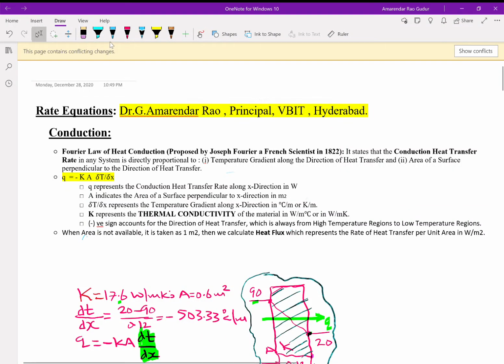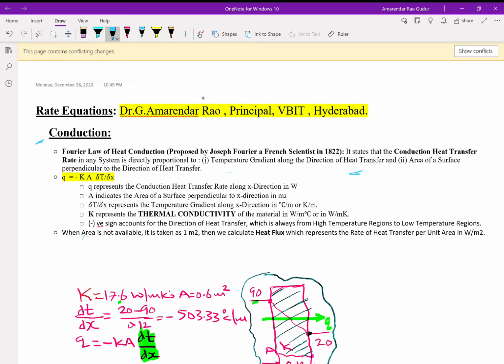Hi everyone. In this class, let us discuss the rate equations. We'll begin with the rate equation for conduction heat transfer rate. This is proposed by Joseph Fourier, a French scientist, in 1822. So it's named the Fourier law of heat conduction.